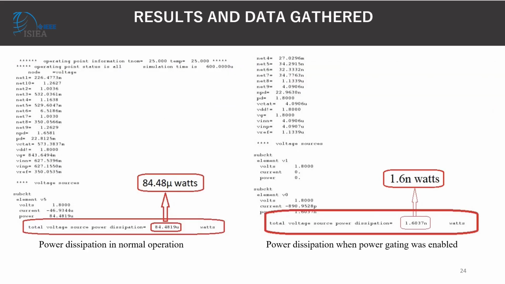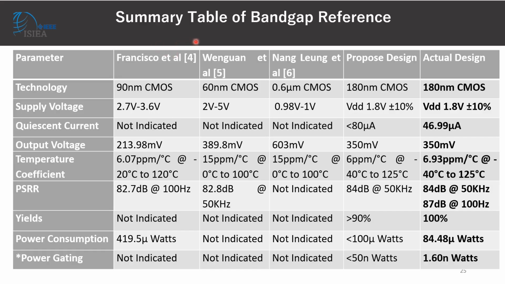We also measured the power dissipation of the voltage reference. For the normal operation, we get 84.48 microwatts, and for the power dissipation when power gating was enabled, we get 1.6 nanowatts. Here, we have the summary table of the bandgap reference. The actual design outputs are here.